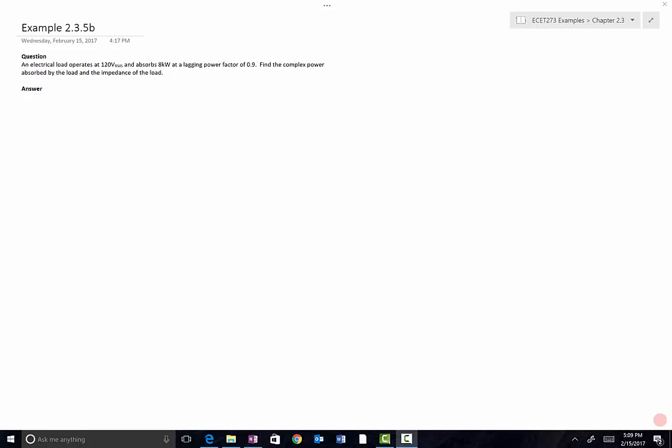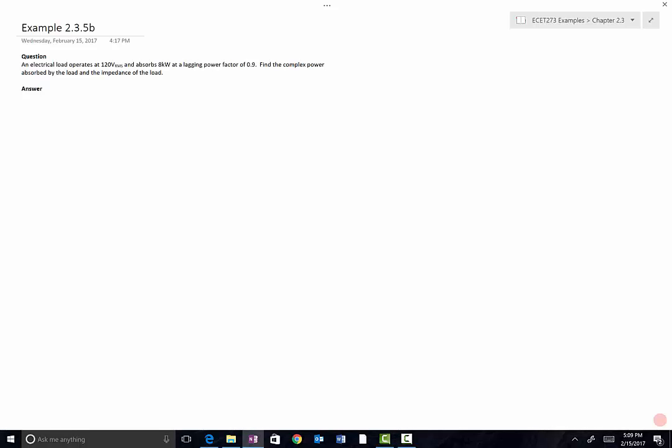Example 2.3.5b, an electrical load operates at 120 volts RMS and absorbs 8 kilowatts at a lagging power factor of 0.9. Find the complex power absorbed by the load and the impedance of the load.